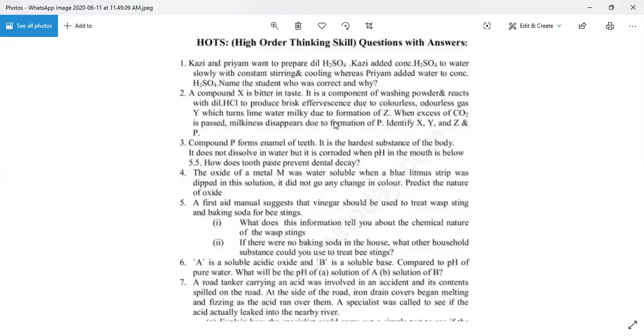Ma'am, they've given one answer in the question, like excess of CO2. Yeah, excess of CO2 is passed through this solution, milkiness disappears. Yes, can be right. Okay, so this kind of questions are there, 3 to 4 markers. Right, write down everyone. We should write the questions also, no? The questions I'm sending you. Okay, ma'am. In the group, I will send you these questions.